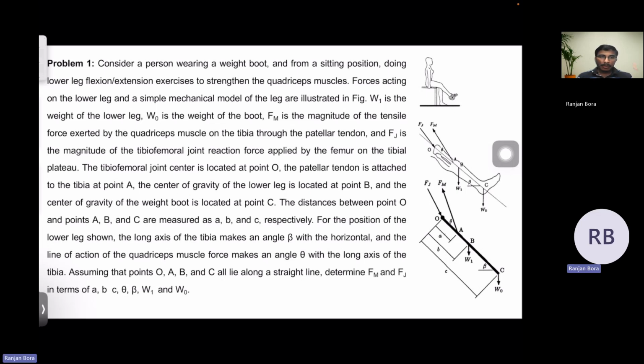So that was all about the different concepts which we have studied in the past tutorials. So now I am going to solve some numerical problems using those concepts. So this is the first problem, as you can see.